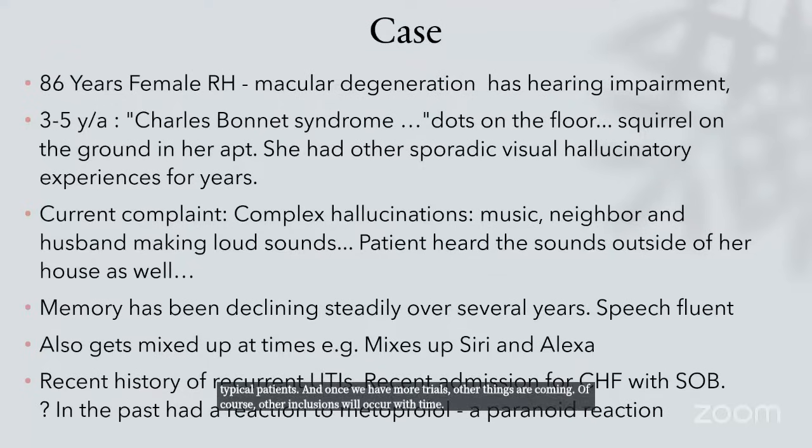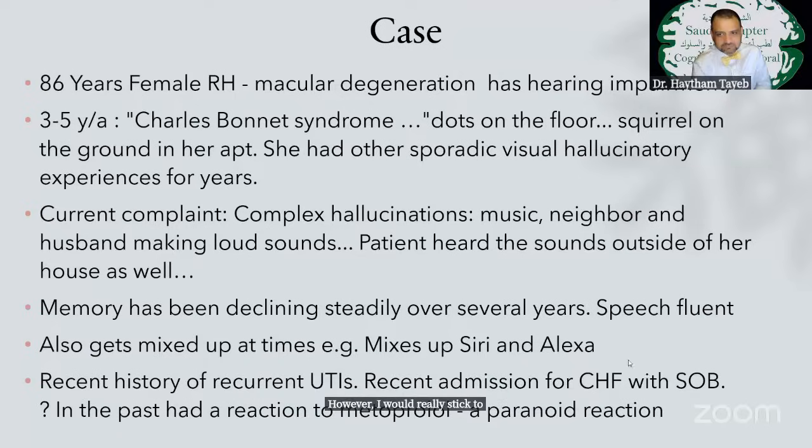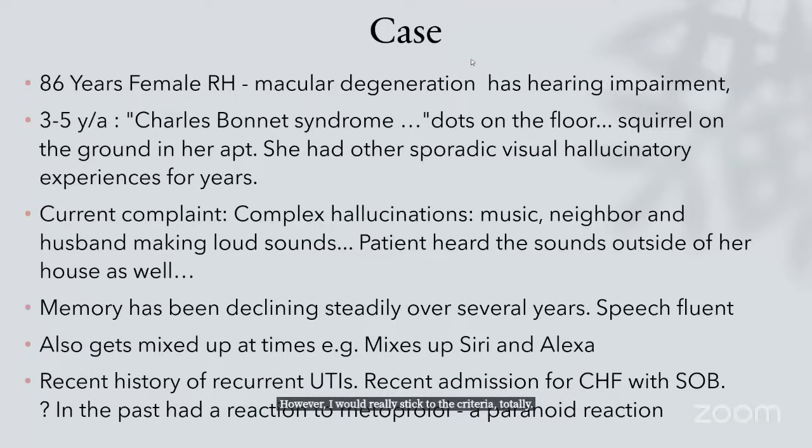You were just talking about the new way. They want to consider everyone having just amyloid as Alzheimer's, even if they don't have any cognitive impairment. So a lot of outliers are going to happen in this coming short time, and we'll see very strange things happening. However, I would really stick to the criteria totally. Awesome. Thank you for saying that.